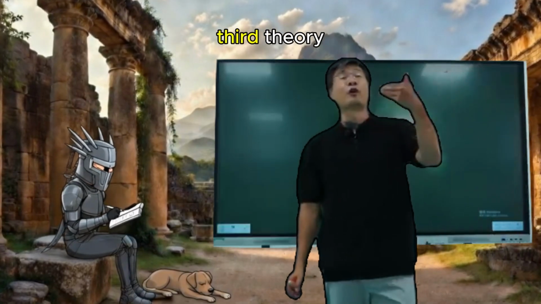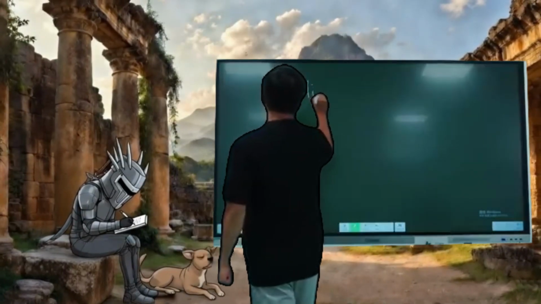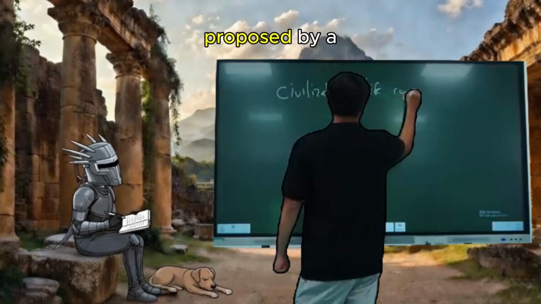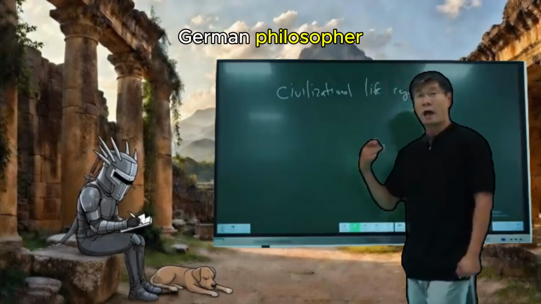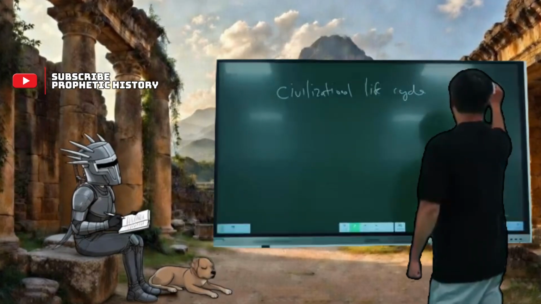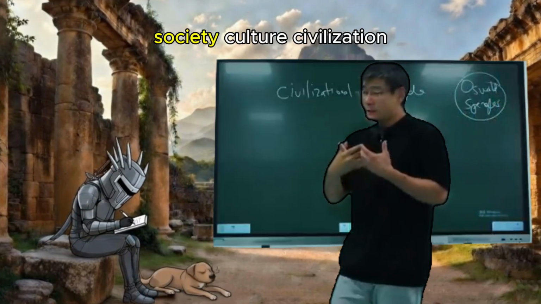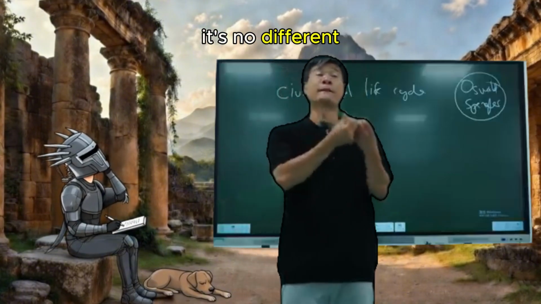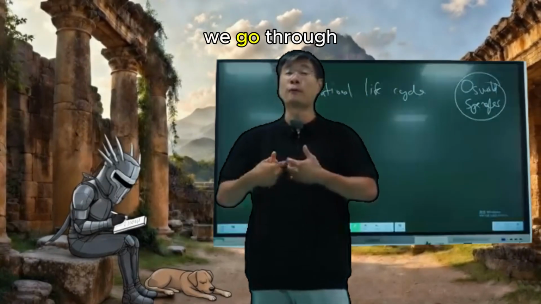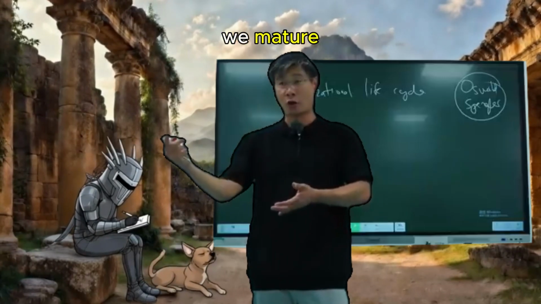Now I want to go to the third theory. And the third theory is the idea of a civilizational life cycle. And this is proposed by a German philosopher, scholar named Oswald Spengler. And what he argues is that society, culture, civilization, it's no different from a person. As a person, as a human being, we go through a life cycle. We are born, we grow up, we mature, then we die.